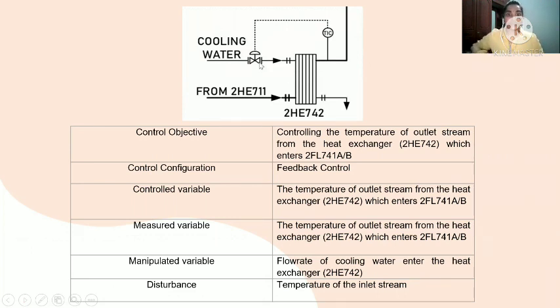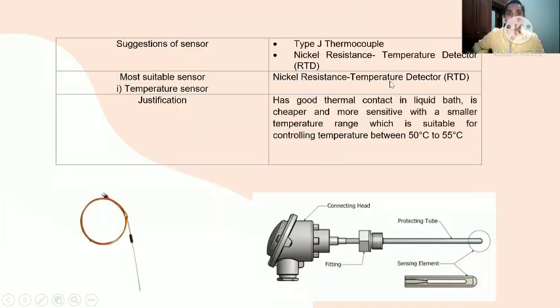The control variable is the temperature of the outlet stream from the heat exchanger which enters 2FL741A over B, and our measured variable is also the temperature of this outlet stream. We manipulate the inlet flow rate of the cooling water, and the disturbance in this system we identified as the temperature of the inlet stream which comes from heat exchanger 711 and enters heat exchanger 742. Next we will move on to sensors.